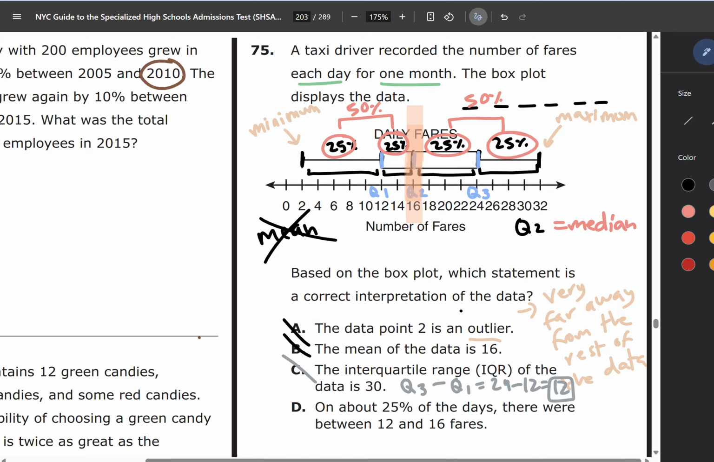By process of elimination, D is the answer. It says that on about 25% of the days, there are between 12 and 16 fares. 12 and 16 is between Q1 and Q2, so that is 25%, as we said before. That has to be our correct answer.